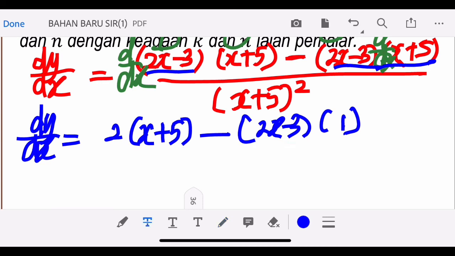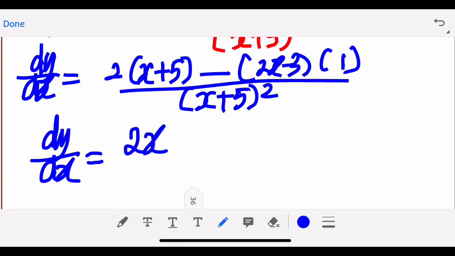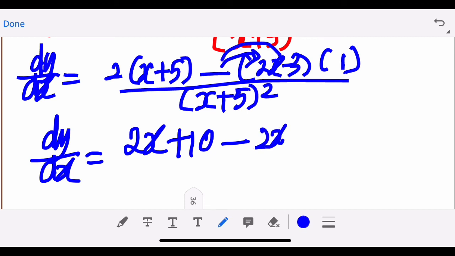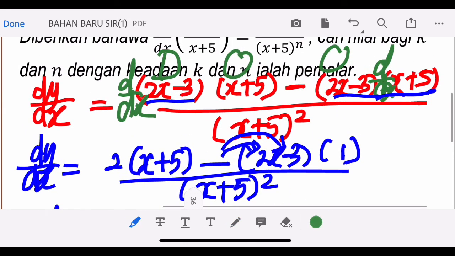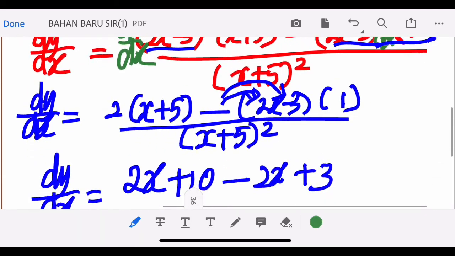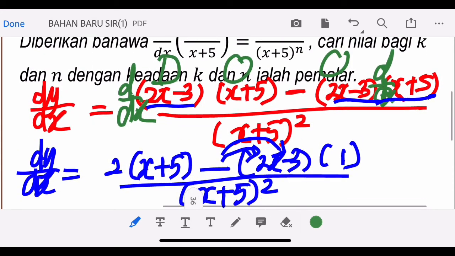Right, okay, finally, let's see. dy/dx is equal to 2x plus 10 minus, be careful, minus 2x minus, and minus becomes positive 3. Alright, positive 3, right? Minus 2x minus 3, right? Okay.